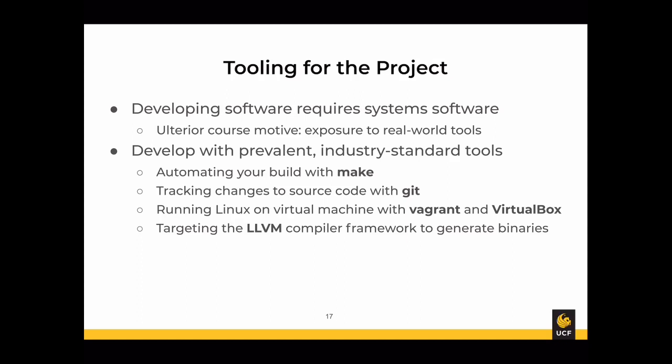Now, to make sure that everybody has the same platform to build and run their compiler, I'm going to have you use a virtual machine running the Linux operating system. And we're going to use some widespread tools called Vagrant and VirtualBox to fire up and run this virtual machine in an easy way. And lastly, we're going to use the LLVM compiler framework, which is an industry standard compiler framework for writing compilers, and it'll make it much easier to generate binary code.